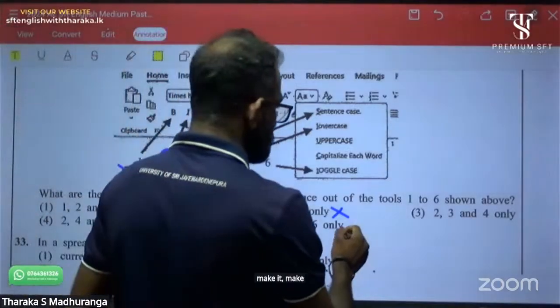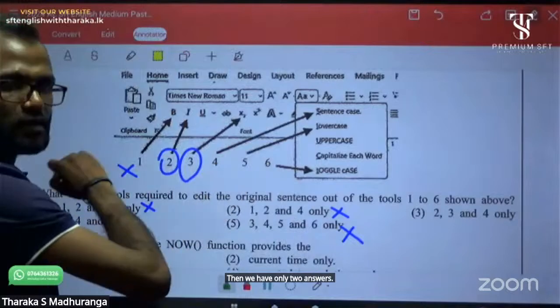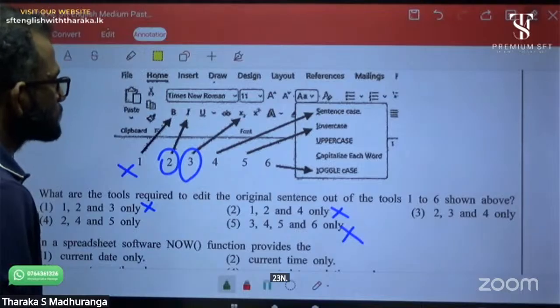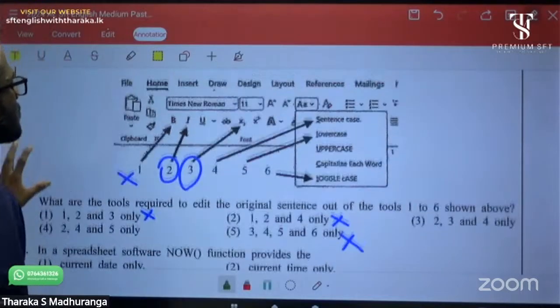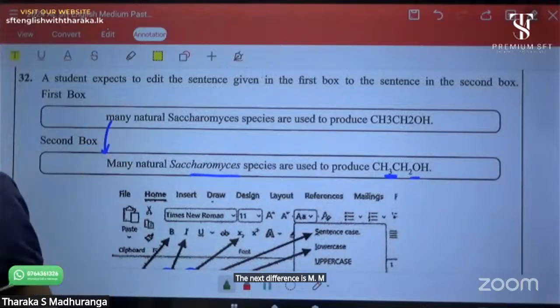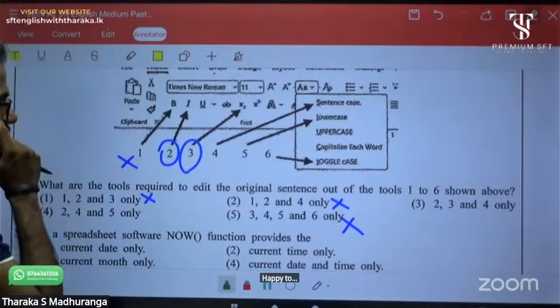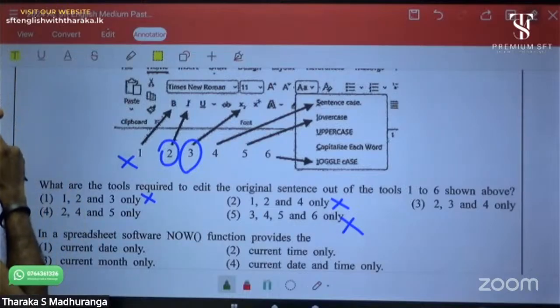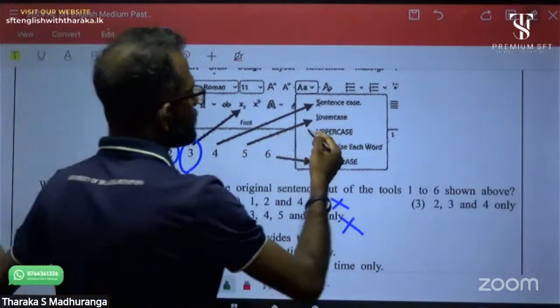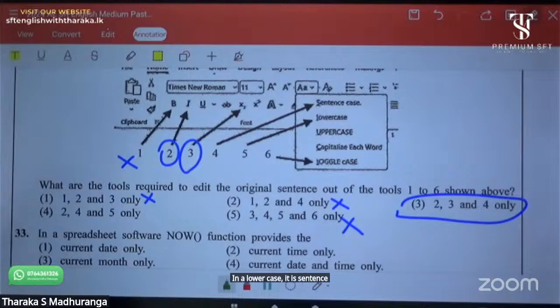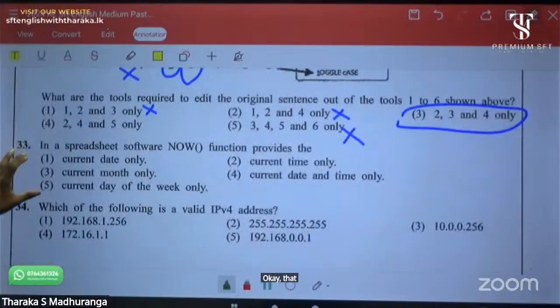Then we have only 2 answers, 2 3 and the next difference is M. It is capital, not lowercase, it is sentence case. So answer number 3: 2, 3 and 4. Okay, that's the way. Select suitable answer.